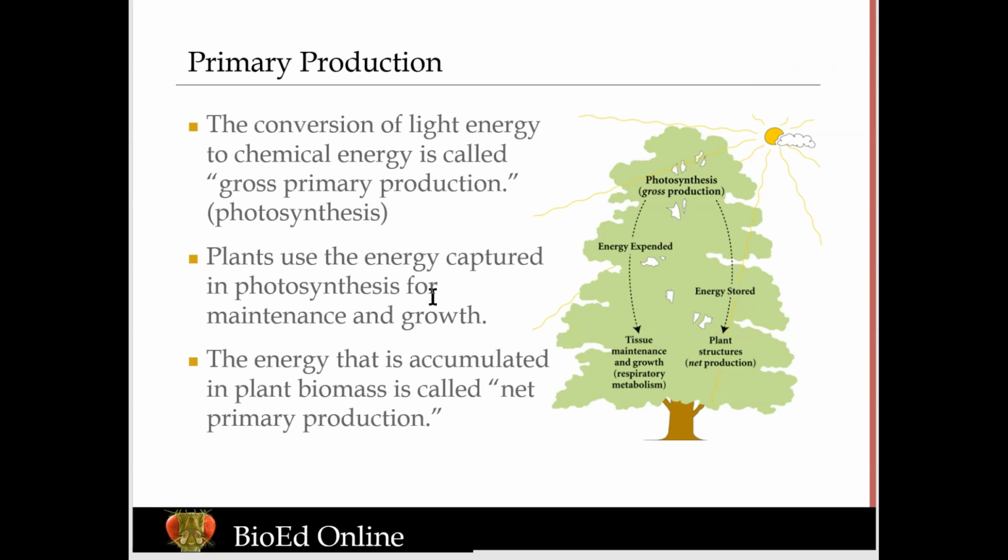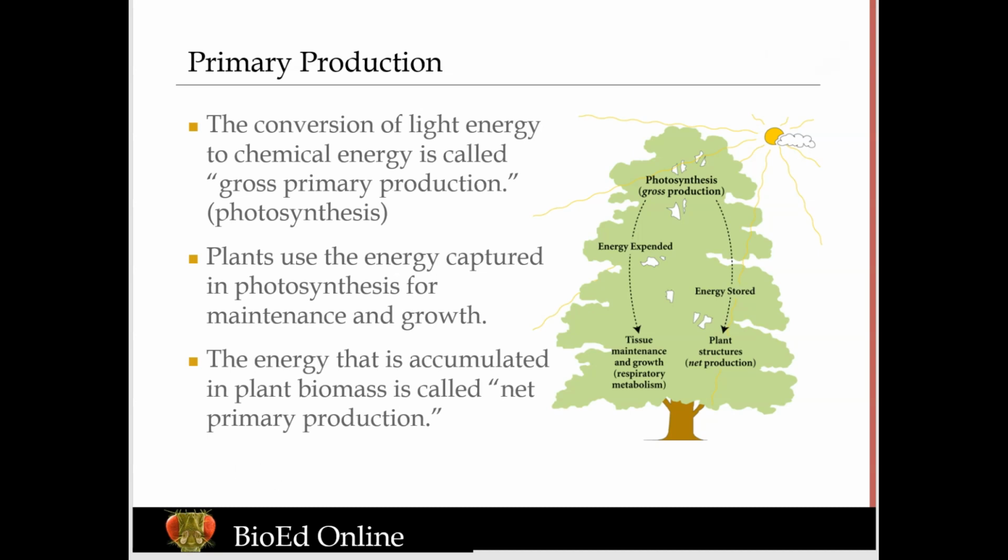And then plants use that energy, again, to grow, to reproduce, and do other things for maintenance and healing. And then whatever is accumulated and not being used, other animals can feed off of, birds and whatnot. And that biomass is called net primary production. That's the production that can actually be moved on through the ecosystem to other organisms.